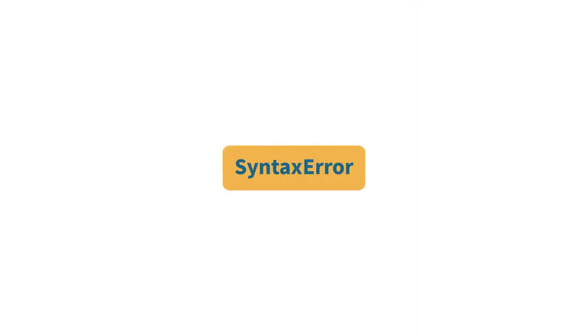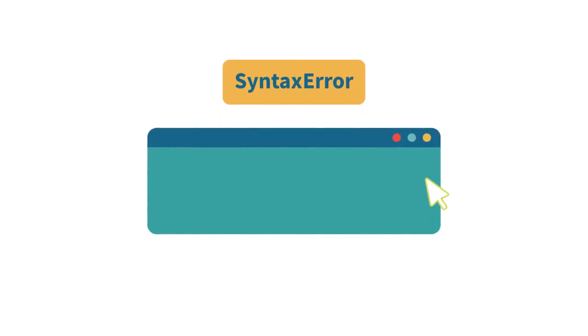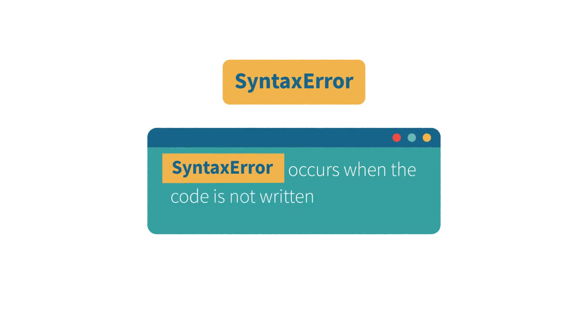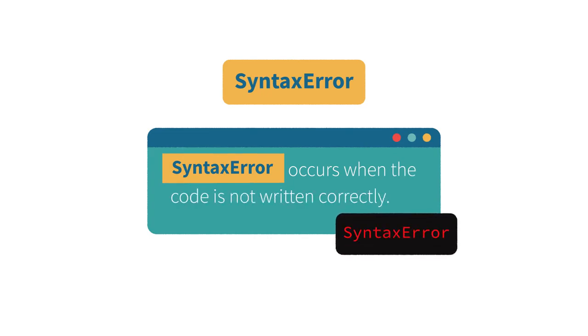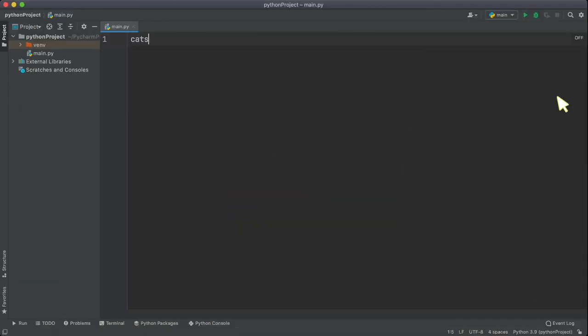All programmers, beginners and experts alike, are well acquainted with the syntax error. This error occurs when the code is not written correctly. In this example, we forgot to add a colon, so we get a syntax error. On the console, a caret indicates exactly where we went wrong.